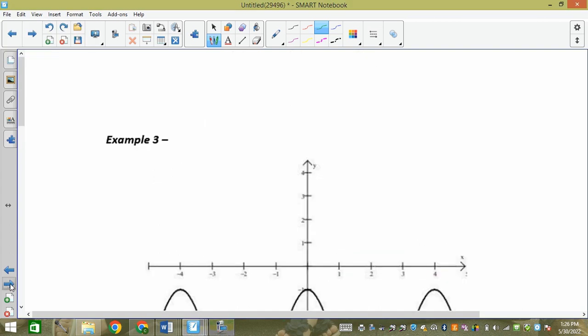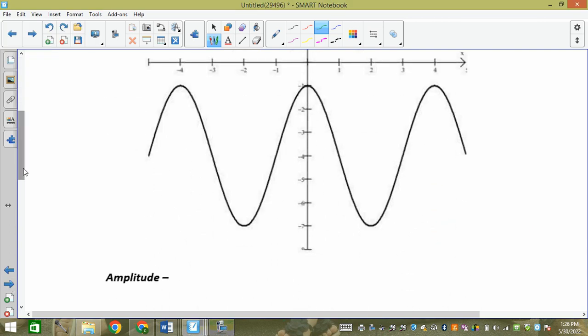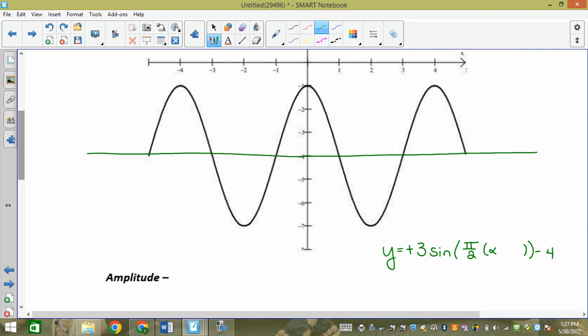Let's just see where we're at. So this one is a bit trickier. You're going to have y equals positive 3 sine. My b is going to be 2 pi divided by 4, so pi over 2, x minus 4. Your midline should be straighter than that, but let's pretend it's straight. And then we have y equals negative 3 sine pi over 2 x minus 4.